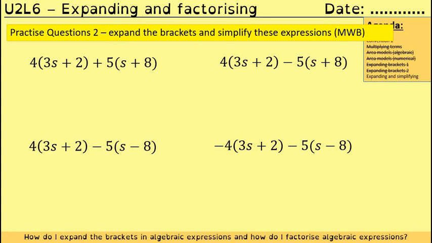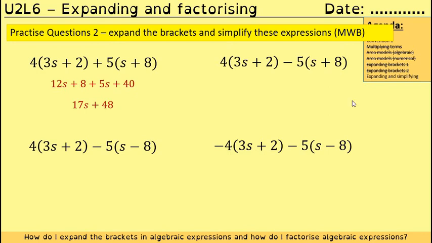So when we multiply out the brackets in the first expression, we get ourselves 12s plus 8 plus 5s plus 40. Now everything is positive in this, so we don't need to worry too much about getting ourselves confused with negatives. When we collect like terms, we get 17s plus 48.